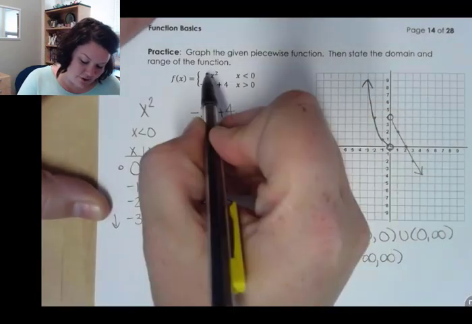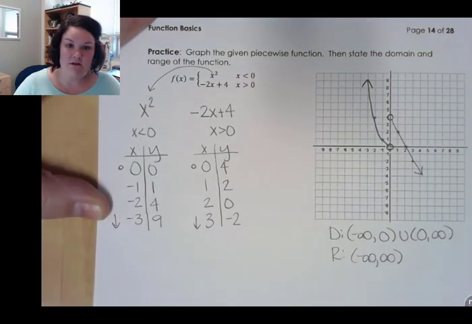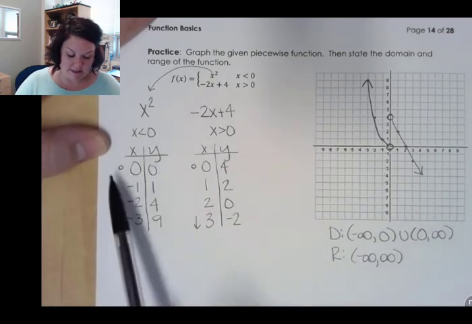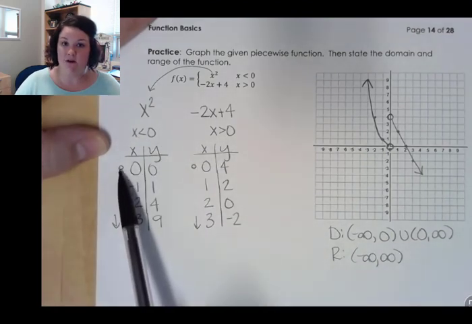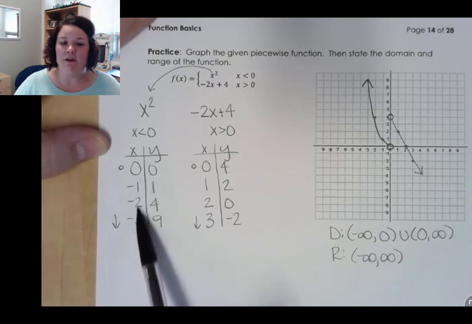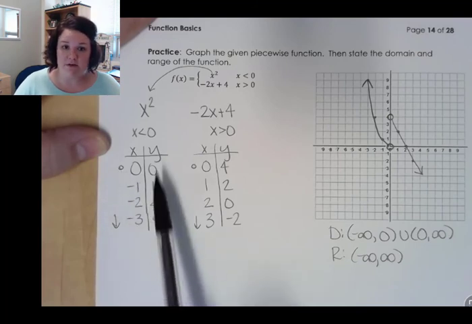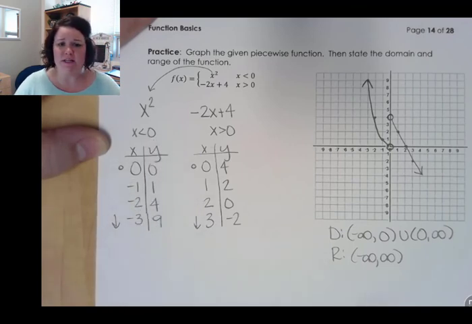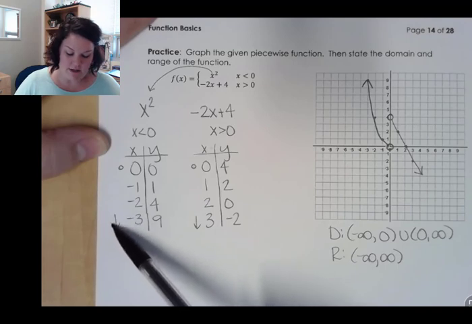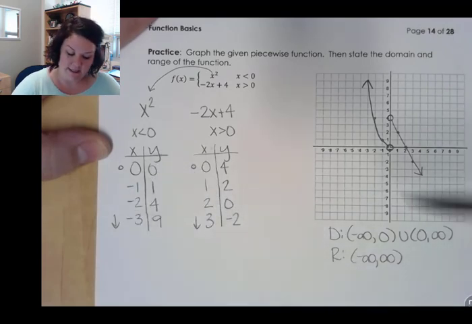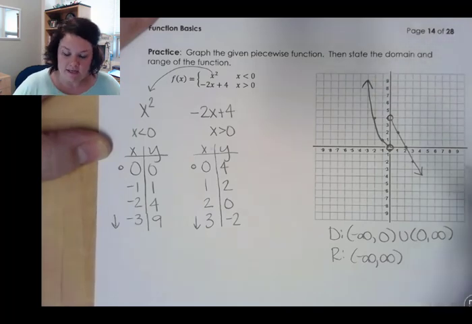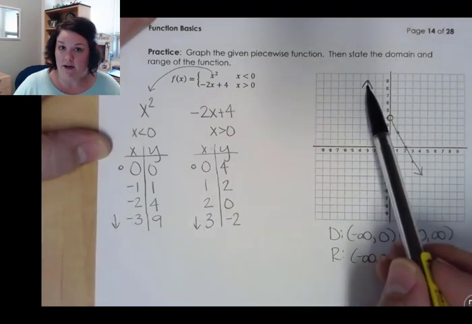So when we do this first piece, this x squared, we are picking x's that are less than 0. So we need 0, but it's not included, so we use an open circle. And then we pick all numbers smaller than 0, because x is less than 0. So -1, -2, -3. If you chose more, that's fine. But it's going to keep going and going with an arrow. So when we plot these points, we're going to get this little half parabola shape over here. So then we have our open circle on one end and our arrow on another.